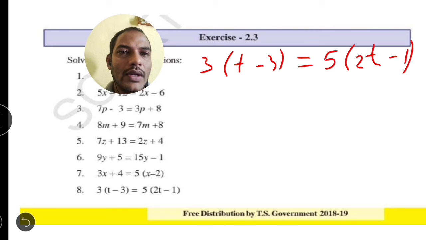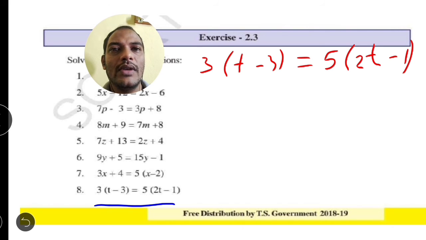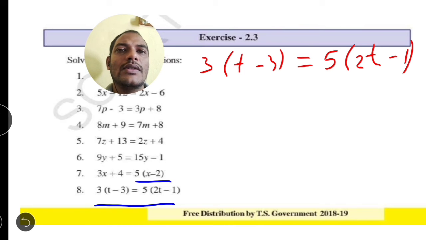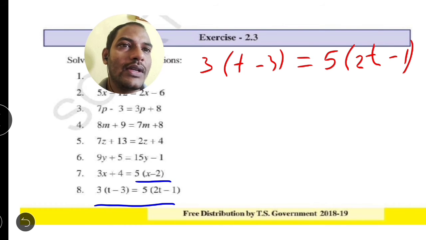Children, coming to the 8th problem, that is 3 bracket of t minus 3 equals 5 bracket of 2t minus 1. So in the previous question we had a bracket symbol at one place, but in this question the bracket symbol is given at two places. So same, first you have to remove the brackets. So how to remove it?